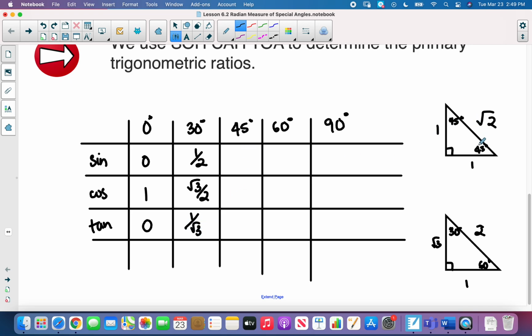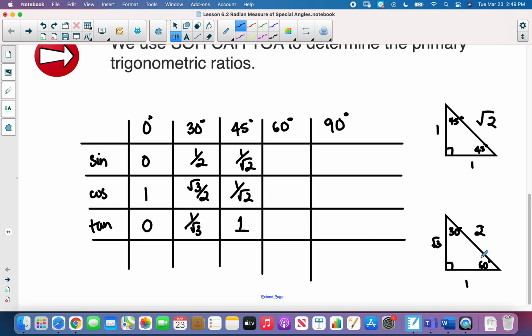Sine of 45, we can tell looking here, 45 degrees, opposite is 1, hypotenuse is root 2, so it's 1 over root 2. Cosine of 45 is adjacent over hypotenuse, which is 1 over root 2. And tangent of 45 is sine 45 divided by cosine 45, which is 1. Or looking here, opposite over adjacent is 1 over 1, which is 1.